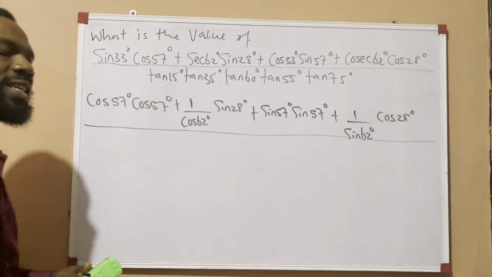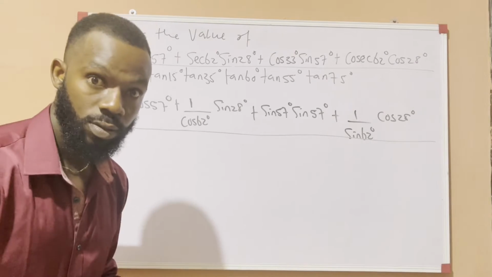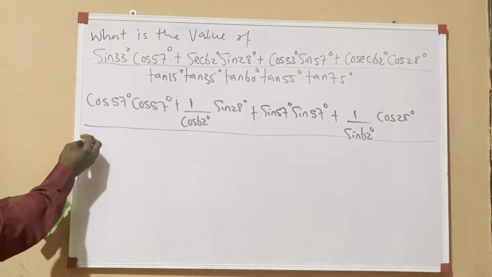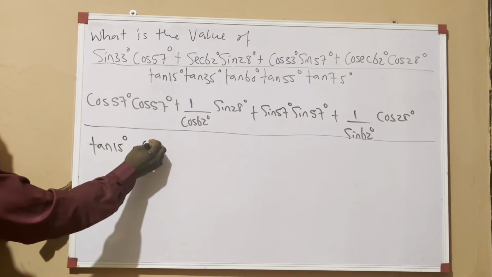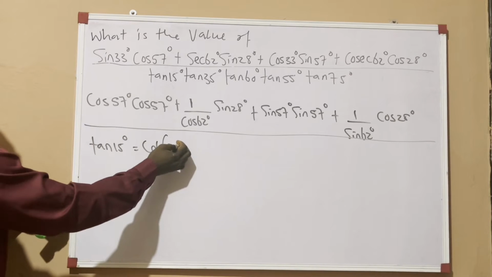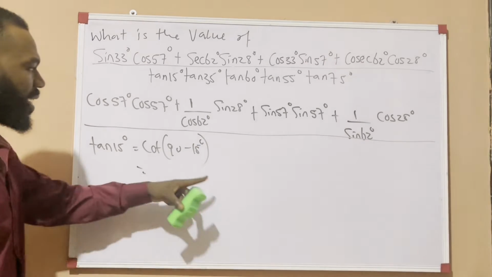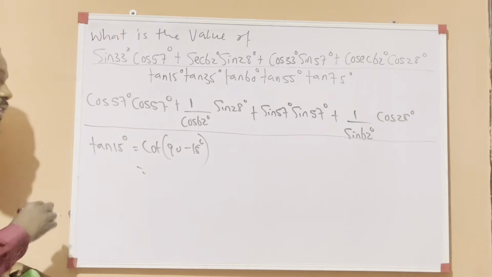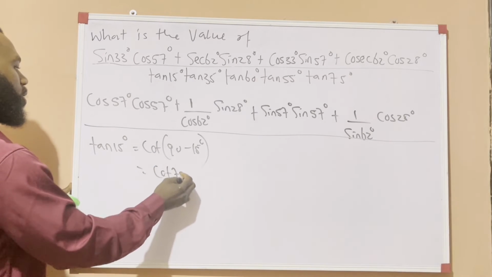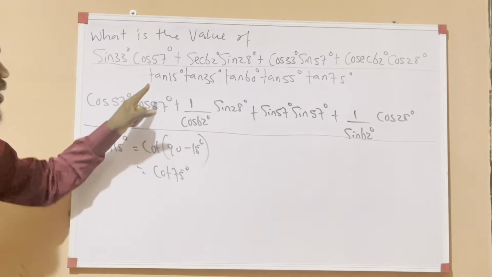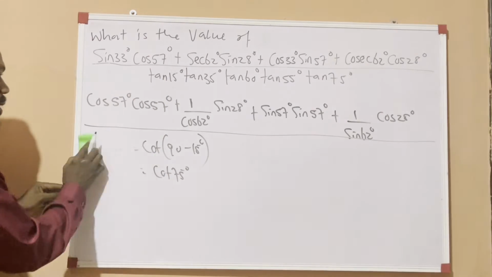Now tan 15 degree. I can write tan 15 degree as cot. How? Using the formula which says tan 15 degree is equal to cot 90 minus 15 degree. So 90 minus 15 degree will give us 75 degrees. So what do I have? Cot 75 degree. So in place of tan 15 degree, what am I going to put? Cot 75 degree. Now I'll come here.